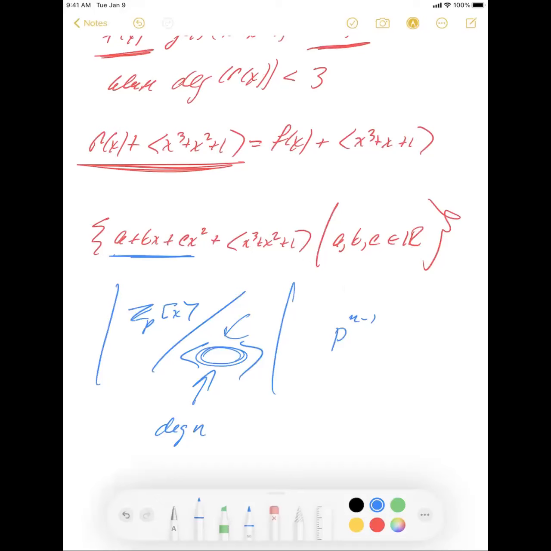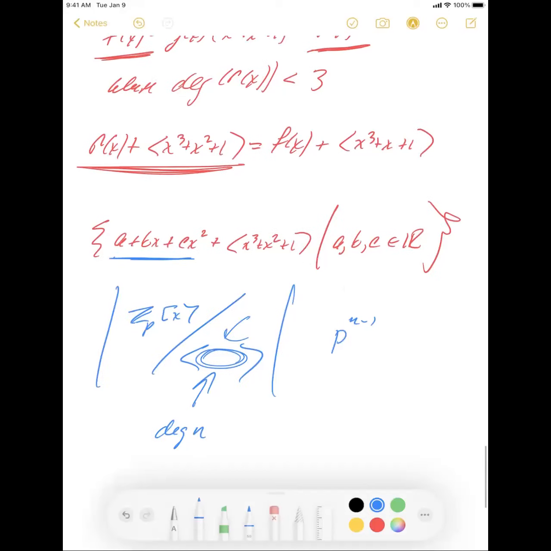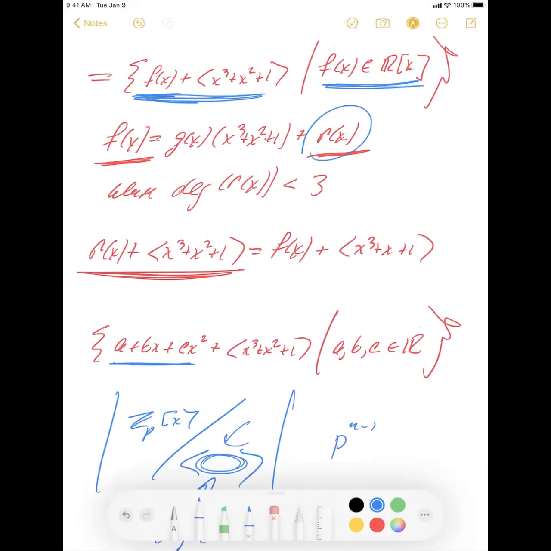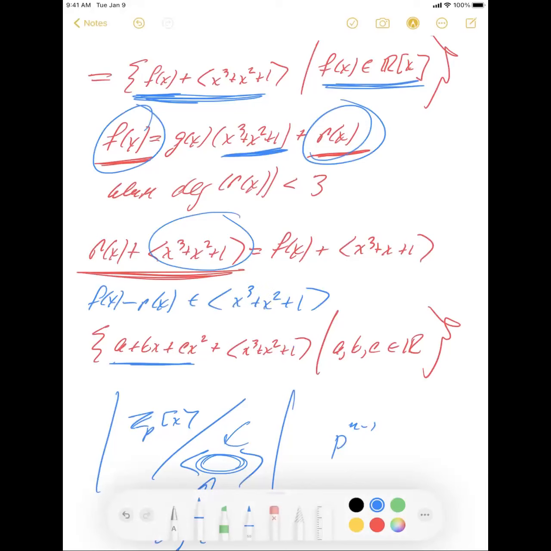How do you conclude that? You conclude that because their difference is a multiple of that polynomial, which means that it lives in here, right? Which means that they are the same coset, right? So it's because f of x minus r of x is an element of the ideal. That's how you check to see whether two cosets are the same.